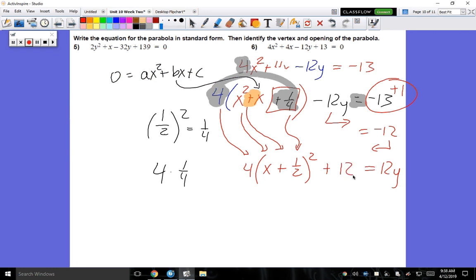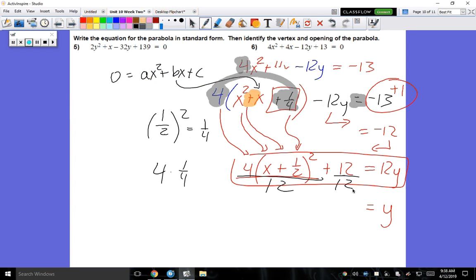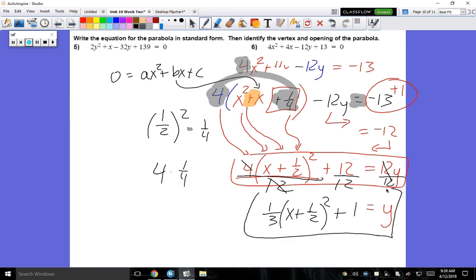So now I have all of this that I'm almost done. I just need to get y all by itself. So I can divide everything by 12. So y is equal to, so let's divide this by 12. Let's divide this by 12. So the 4 and the 12 reduce to 1/3. So you can put 1/3 times the quantity x plus 1/2 squared plus 1, because when you divide by 12, you finally got y all by itself, and you would have this as your final answer.